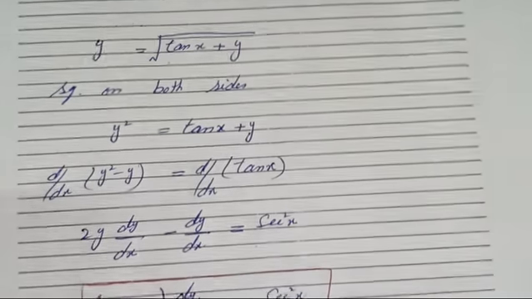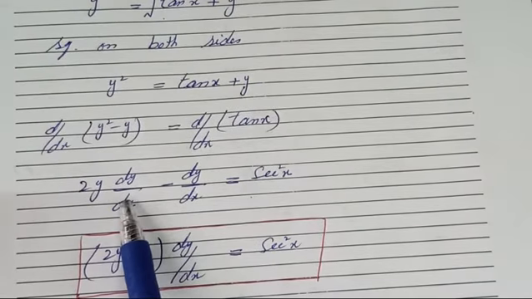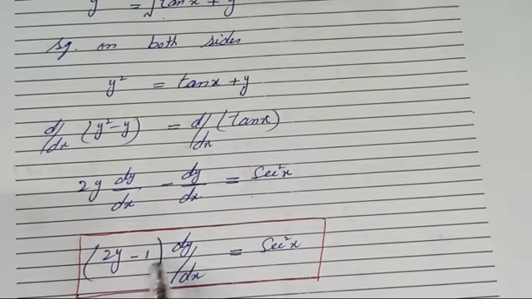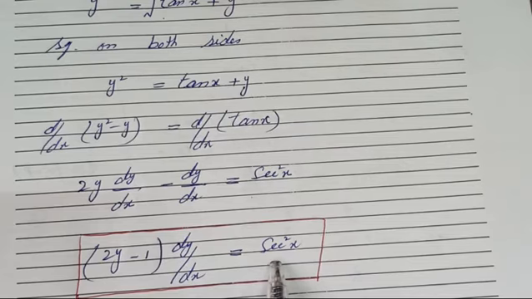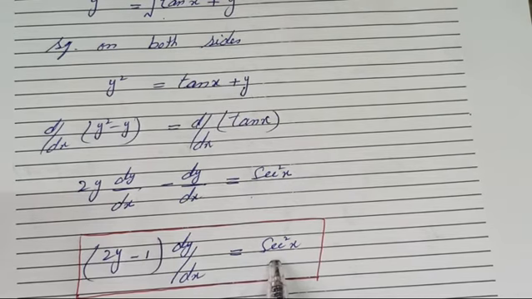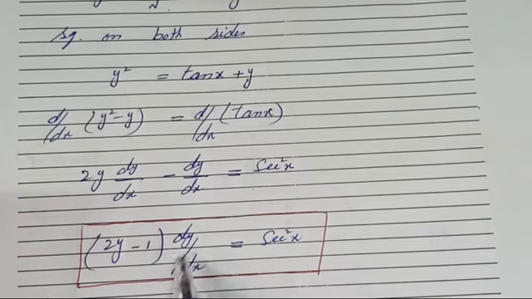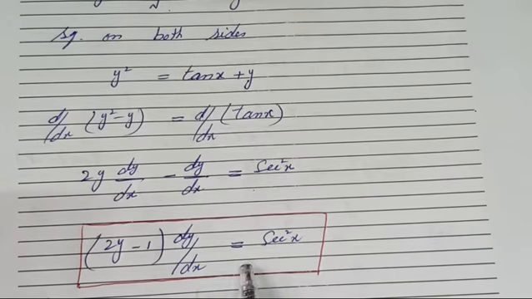Now dy over dx we have taken common: (2y minus 1) dy over dx is equal to secant square x. So this is our required condition. So we have proved that (2y minus 1) dy over dx is equal to secant square x.